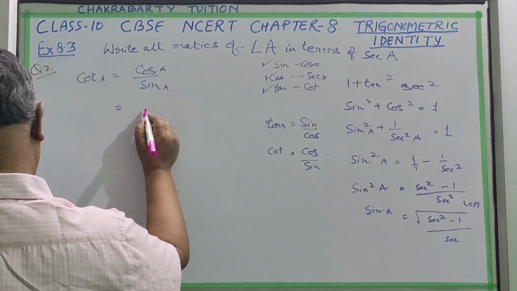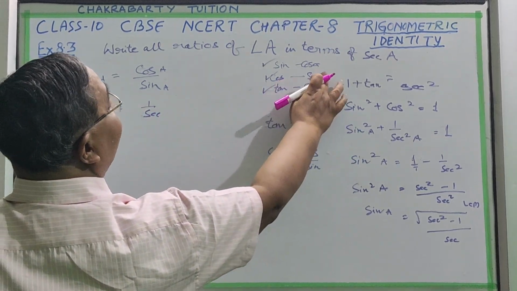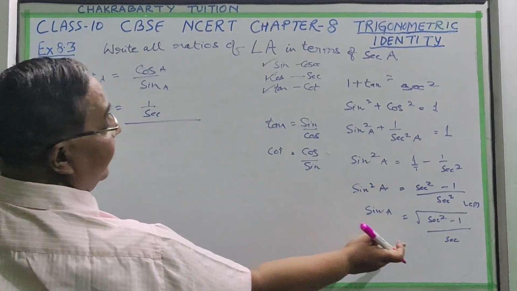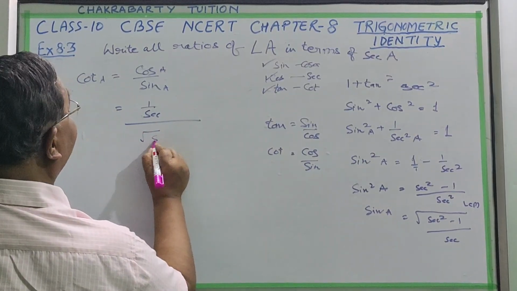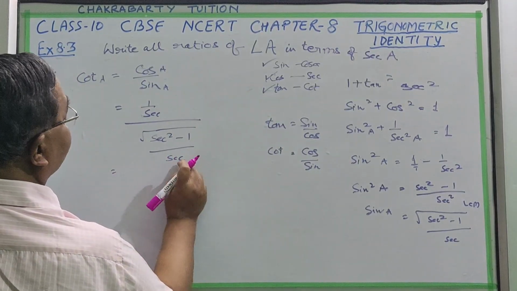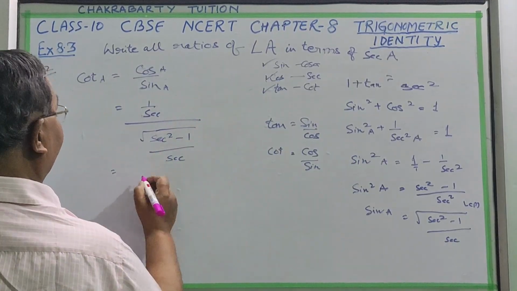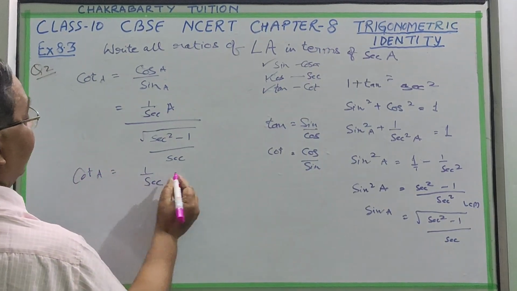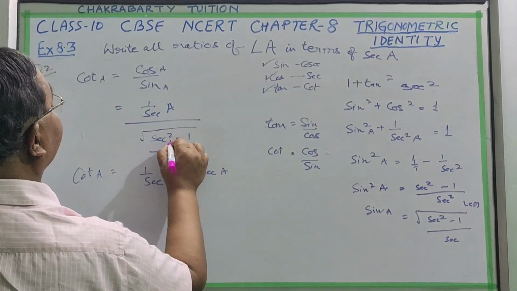So what will become cos? Cos we can write it as 1 upon sec, this you know, cos opposite is sec, so this we are using. That's why this formula we have taken. And sine A you can write as under root sec square A minus 1 upon sec A. So this is in division form, so if you take it to multiply, it will reverse. So what we will do, 1 upon sec A, cot A. Cot A we are trying: cos A into sec A, we have taken sec A to the upper side.